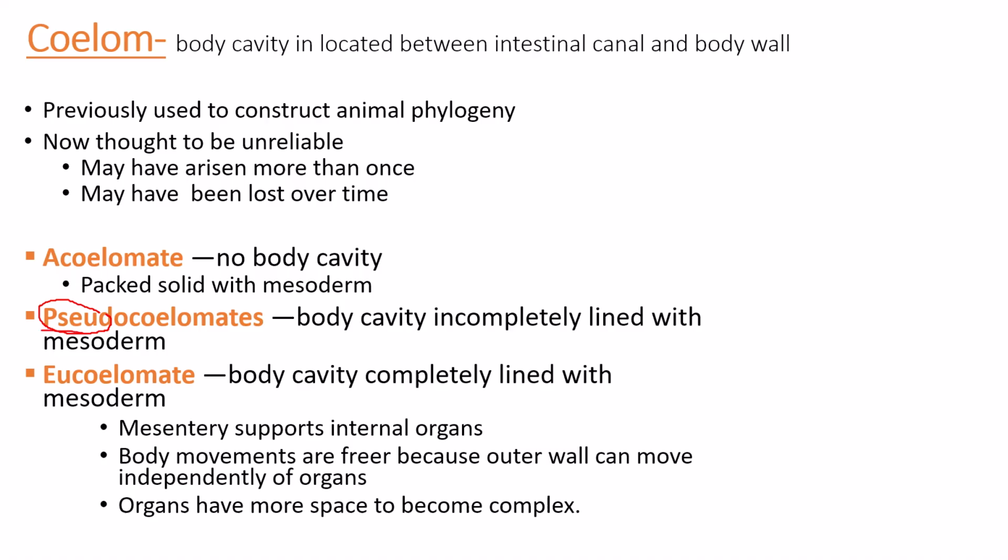So it is a pseudocoelom. That root word eu still means true, so eucoelomates have a body cavity that is completely lined with mesoderm. They have a mesentery membrane that supports internal organs. Their body movements are more free because that outer body wall can move independently of the organs, so there's not as much friction, and the organs have more space to become more complex.